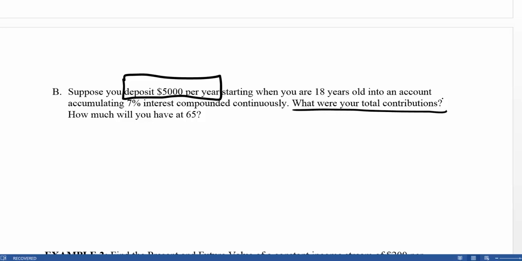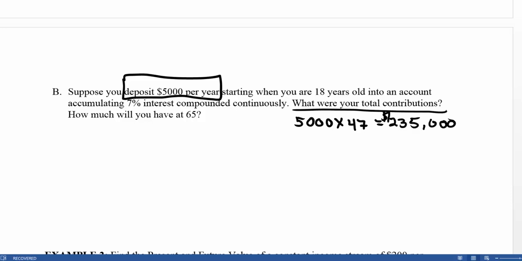So our total contributions at $5,000 per year, we're doing this for 47 years. So $5,000 a year times 47 years is going to tell us exactly how much of our own money we put in versus how much we earned from interest. So if we multiply those two numbers together, we get $235,000. Okay? So that's how much we put into this whole thing from our hard-earned money.